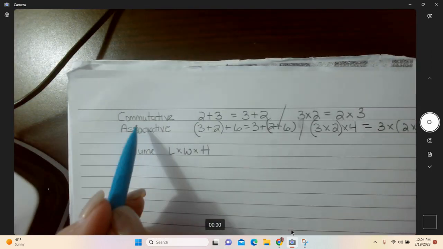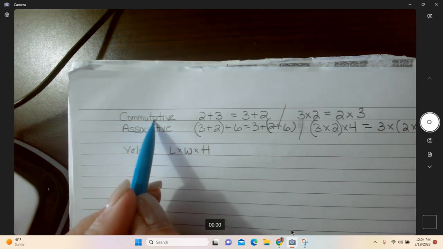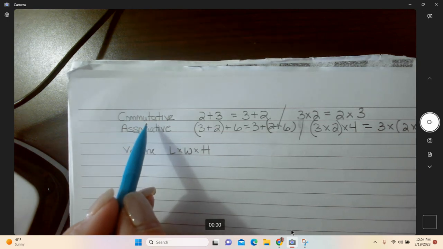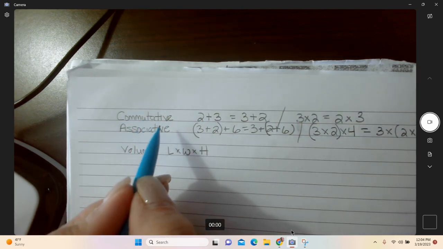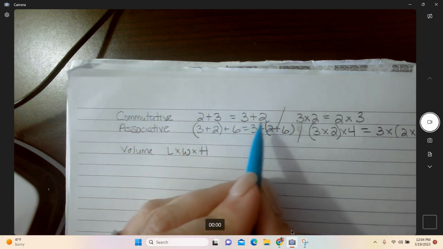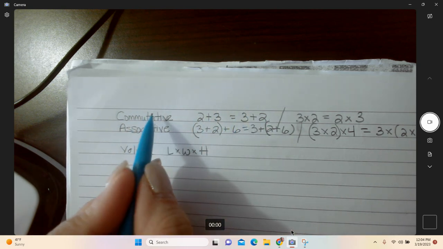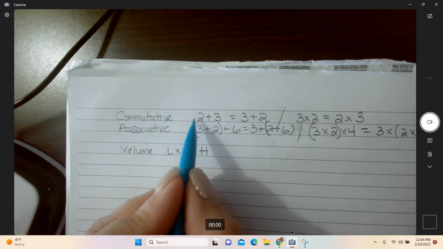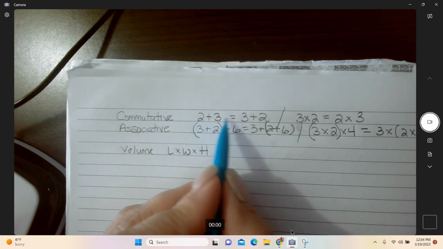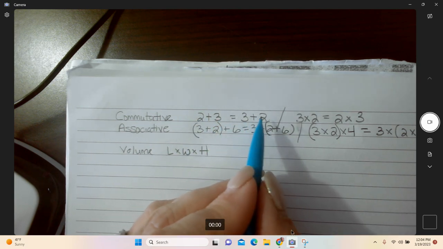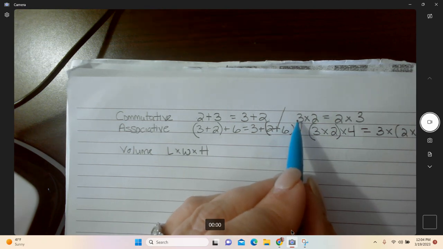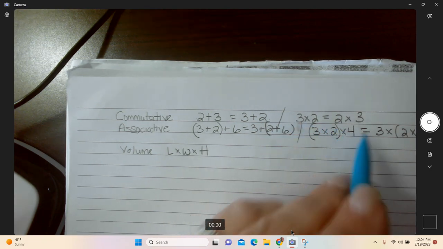In our last lesson, we talked about the commutative property. Have you ever heard of someone who has to commute to work? That means they have to move from one place to another. So that might help you to remember that this property is about moving or switching. It's about how 2 plus 3 is the same as 3 plus 2. And it also works for multiplication. 3 times 2 is the same as 2 times 3.